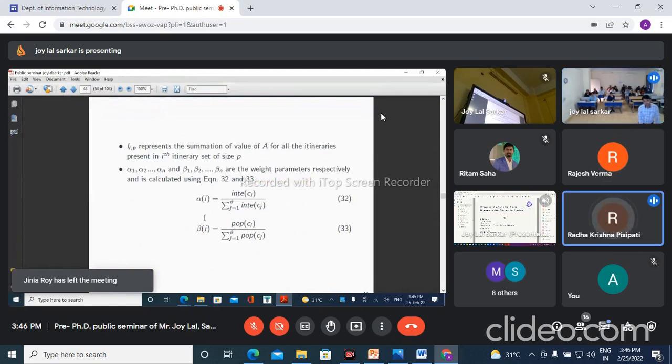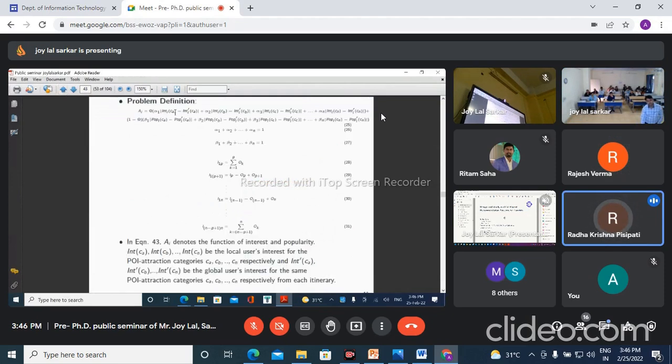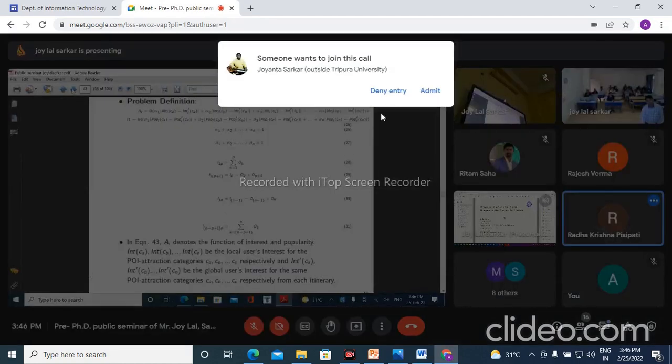Okay, maybe that weightage you didn't consider at one place. You considered it in the first algorithm, but you didn't consider it in the second one. Maybe somewhere it was there. You can cross check that one. Okay, I'll cross check definitely, sir.